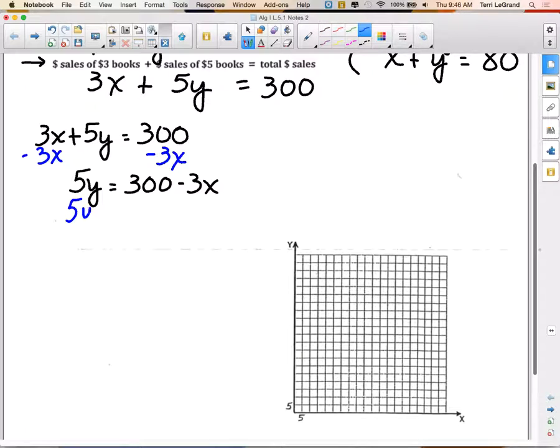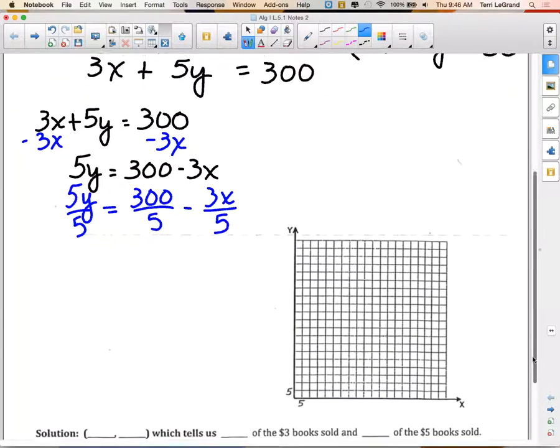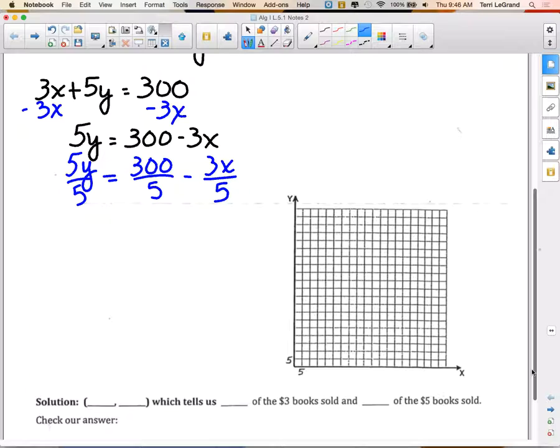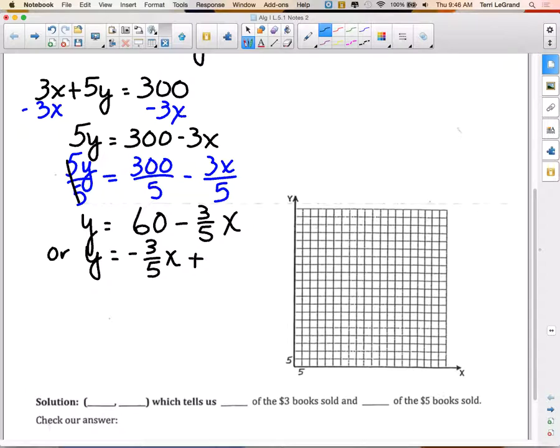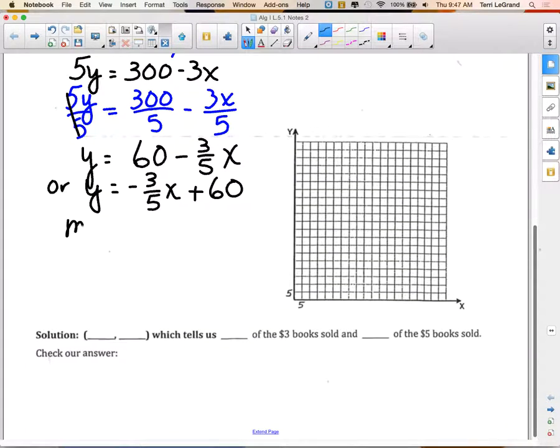So 5y. The 300 has to get divided by the 5. The 3x has to get divided by the 5. All 3 pieces have to get divided. So what's our equation now? Read. Y equals negative 3/5 x plus 60. Yes, you had it right, Hayden, negative 3/5 x plus 60. So what's our m and what's our b for that one? M is negative 3/5 and b is 60.